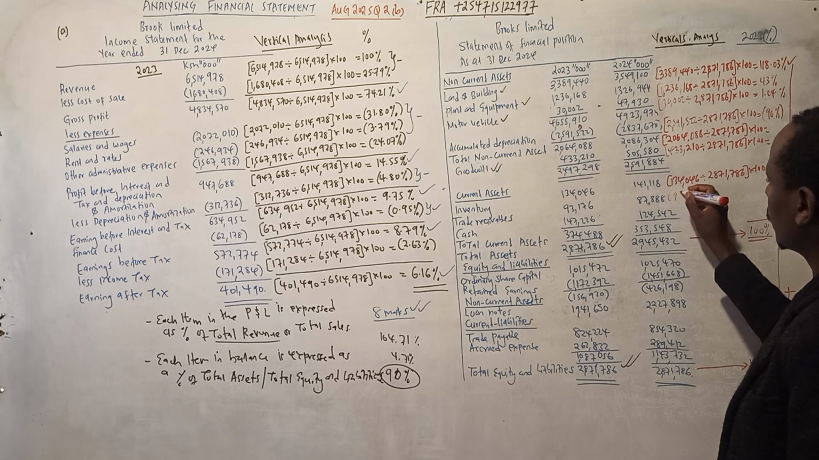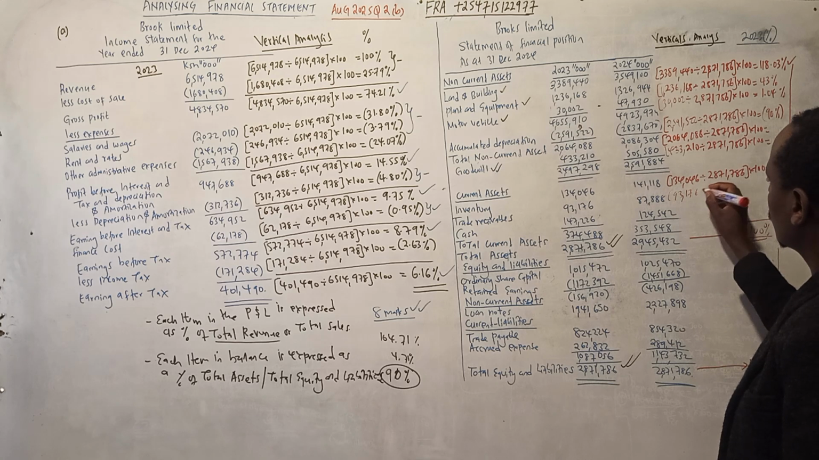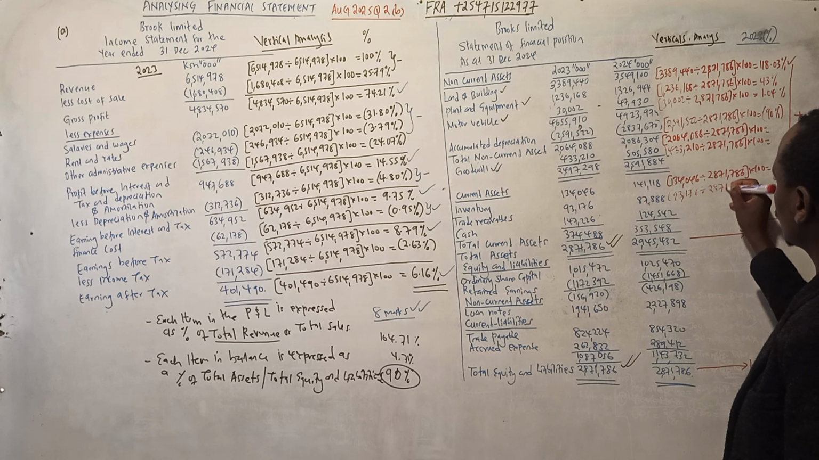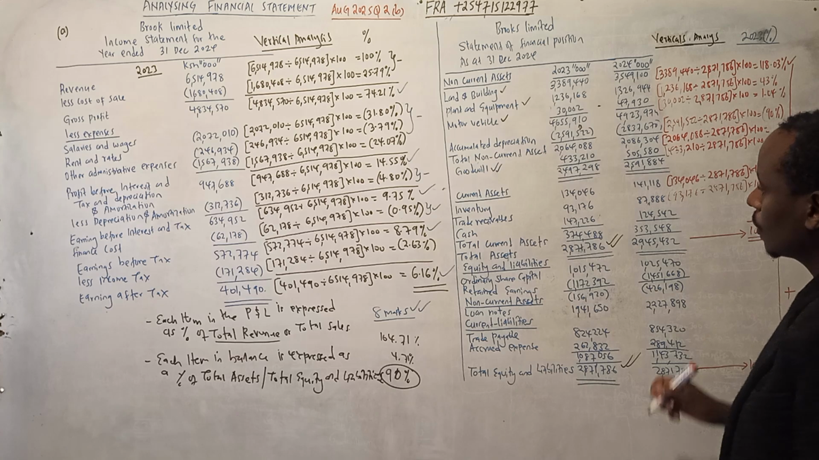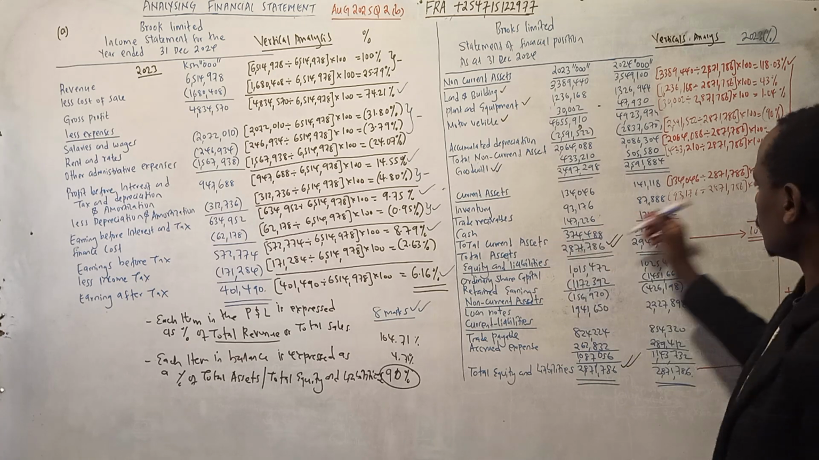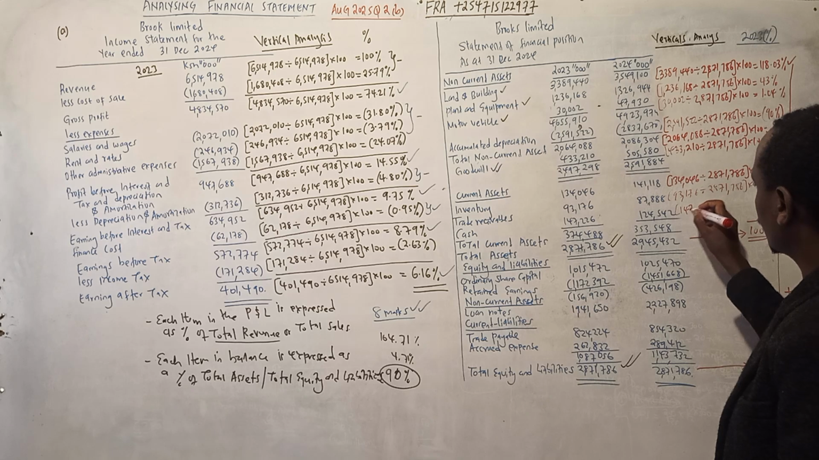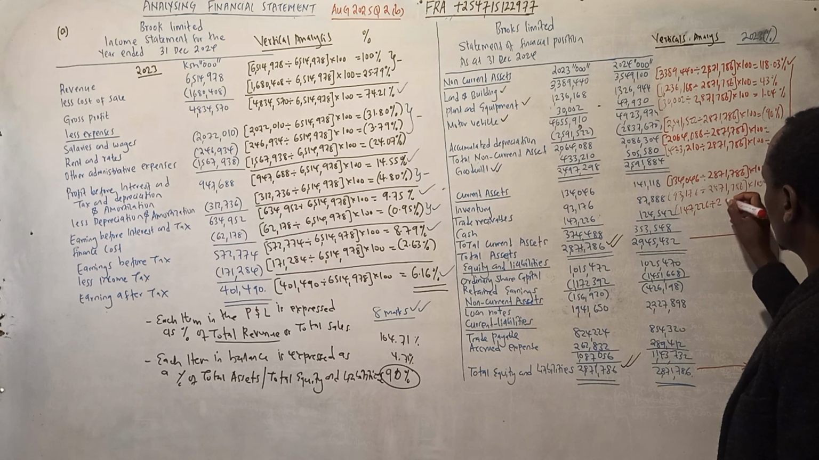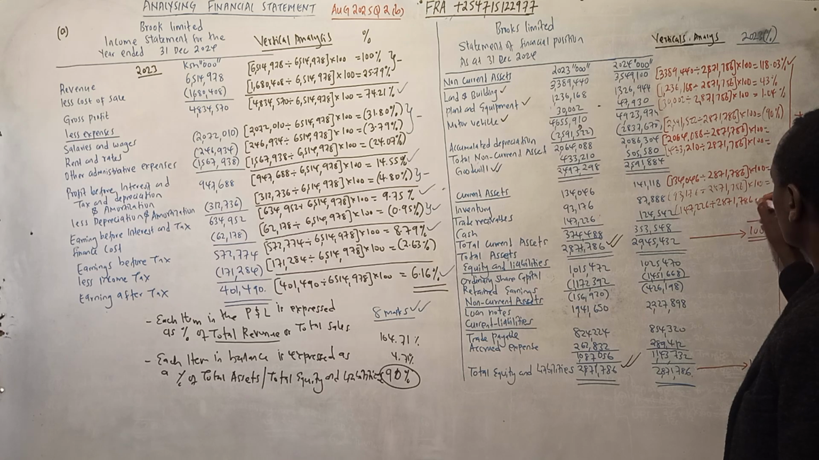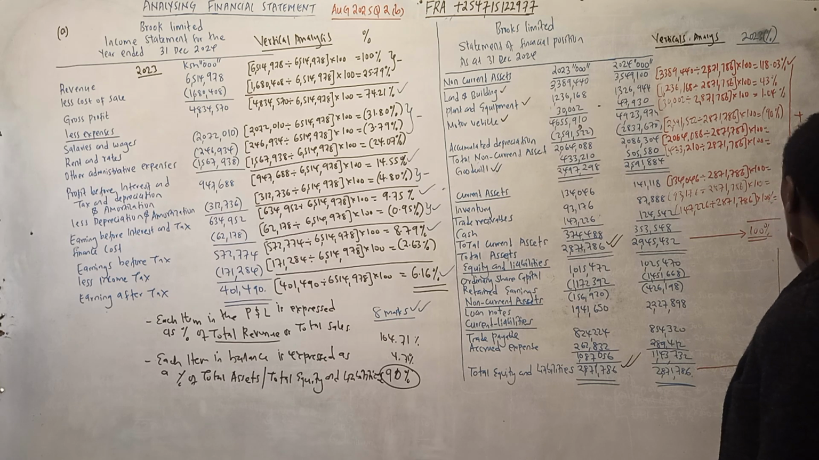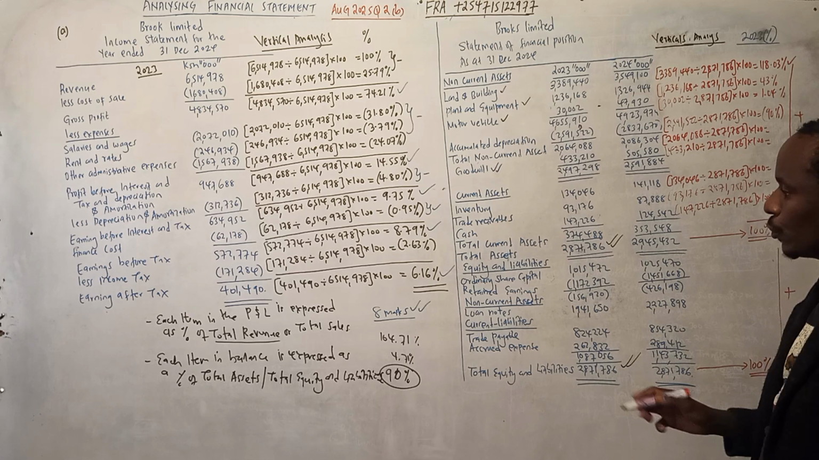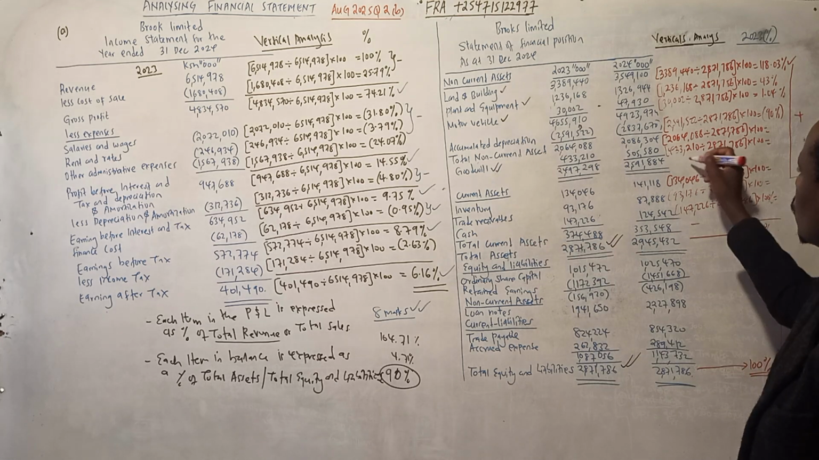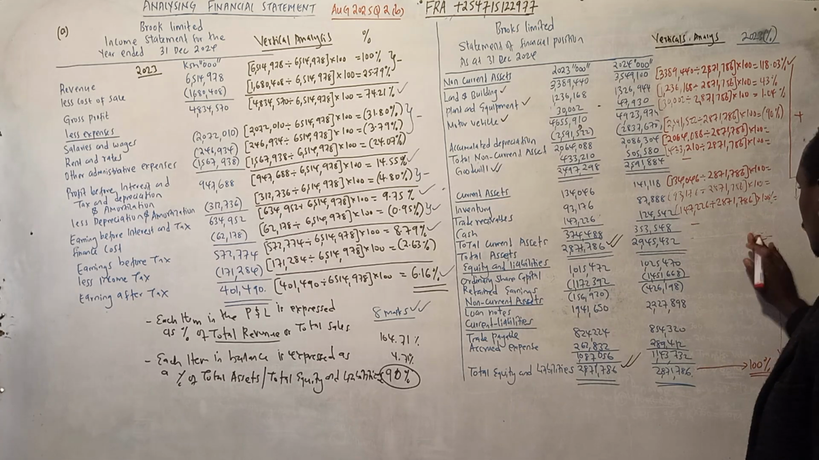Then 93 176 divided by the 2871 786 times 100. Then cash 147 226 divided by 2871 786 times 100. How much is that? We don't need to do the total for current assets. We also don't need to do this one. But this one we need to do it so that we know the final.